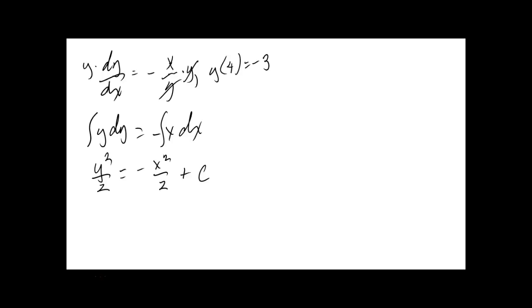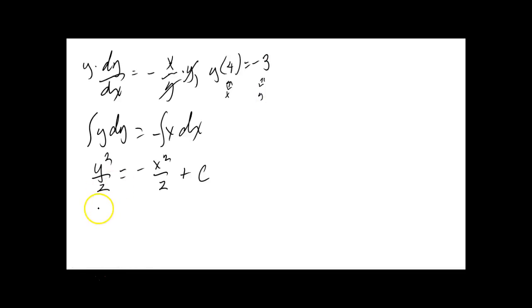But we do have a specific point that's on the curve, 4, negative 3. So if we plug those values in, we should get the value for c. So what does this come up with? By the way, y is a function of x, so this is your x, and this is your y. Plug them in.